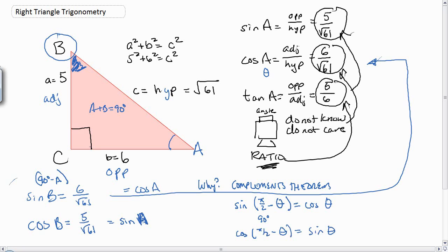Finally, if I was to do tangent of a, that's just a case of taking the opposite, which is 6, over the adjacent, which is 5, and I have my answer.